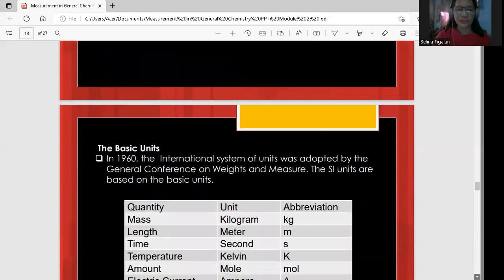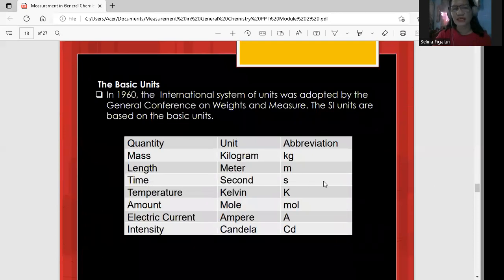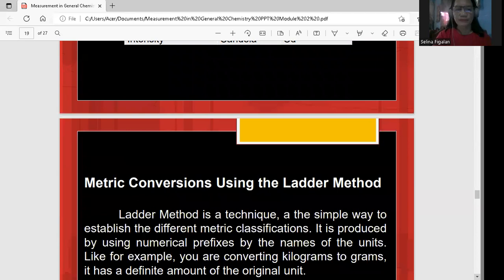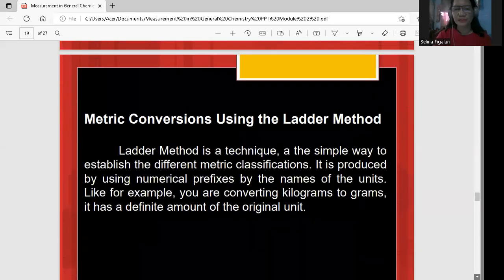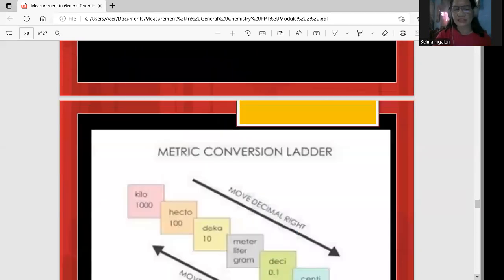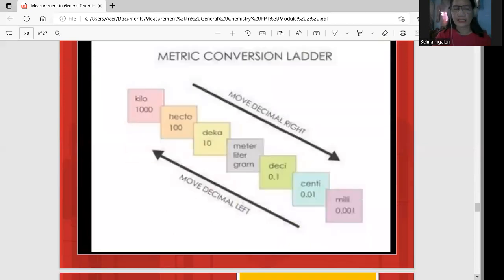Okay, the basic units. So these are the basic units na ginagamit natin sa ating pang-araw-araw. Okay, so this is a metric conversion using the ladder method. Ito lang kasi yung pinakamaigsi, na hindi ka na magkukompute. Okay, naalala nyo yun during your high school life. So mas maigsi kasi siya if we are using this upper and lower point.